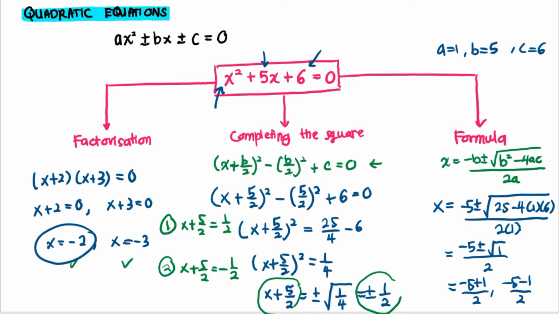Therefore, you will have the same answers here. One answer is negative 2, another one is negative 3. You have two answers. You try to solve until you have the value of x. So that's basically three methods of solving the quadratic equations. So let's try to see some examples here.